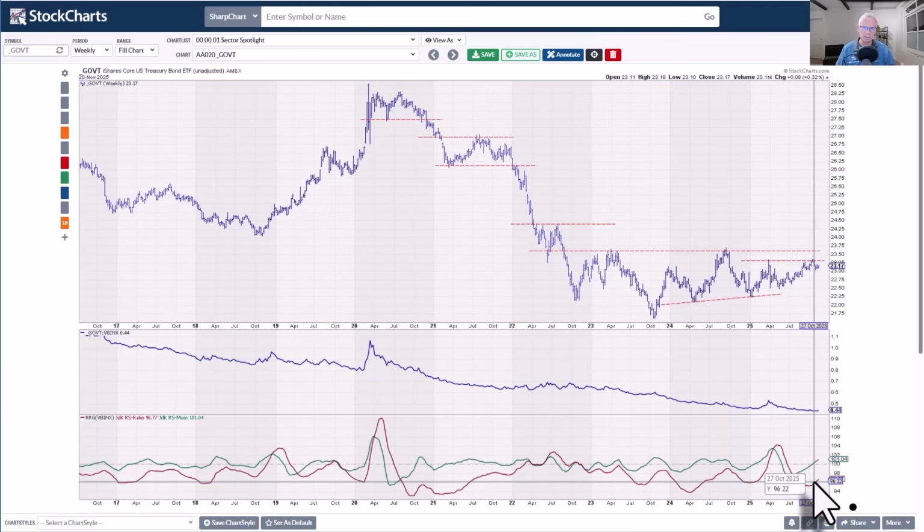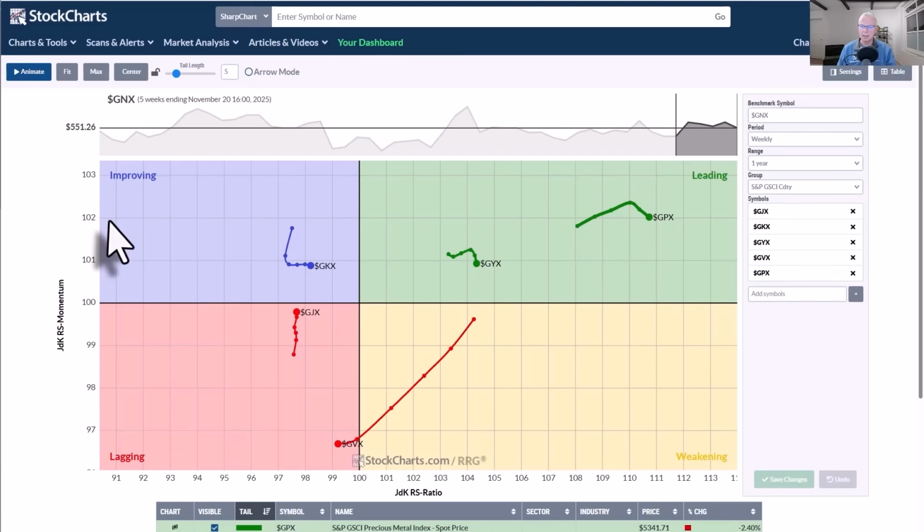positive heading. So for the time being, I'd be feeling more comfortable with a position in GOVT rather than SPY, or at least an overweight in GOVT and an underweight in SPY or neutral. Definitely not a strong overweight for SPY anymore. Definitely not a strong underweight for government bonds anymore. Let me jump to the commodity groups first before we start attacking the sectors.